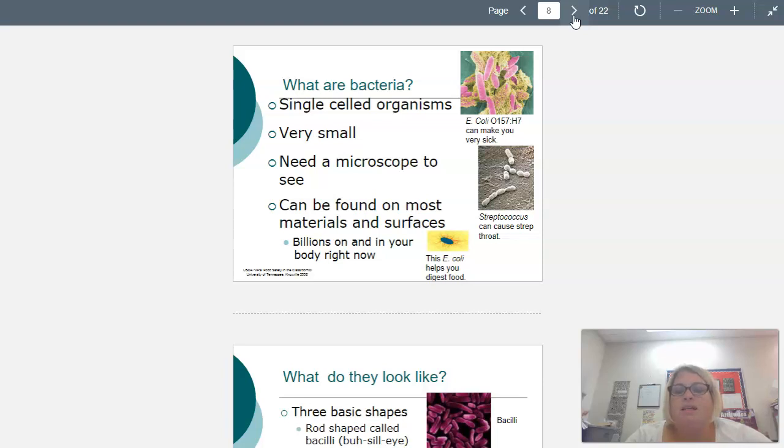Then you have the E. coli that's in your stomach and in your intestines that helps you digest your food. That's the good kind of E. coli. If you look, you'll notice there's a difference in its shape compared to the E. coli at the top of the page.